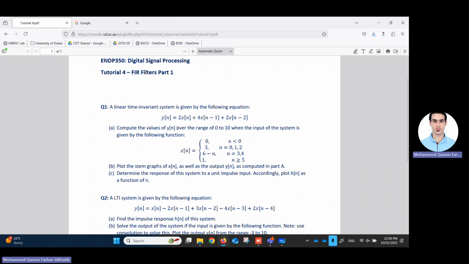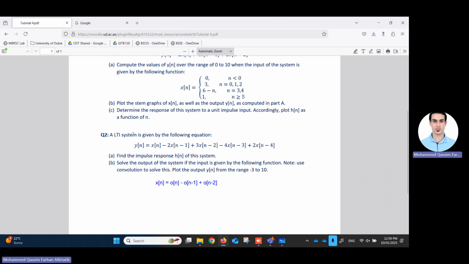Compute the values of y of n over the range of 0 to 10 when the input of the system is given by the following functions. For each one of them, you do just shifting. This one is recommended to be done graphically. Plot the stem graph of x of n, and determine the response of the system to unit impulse input according to the plot. Actually, this is not a finite signal, because it's going to be one when time goes larger than 5.